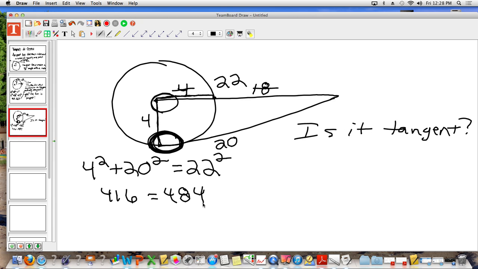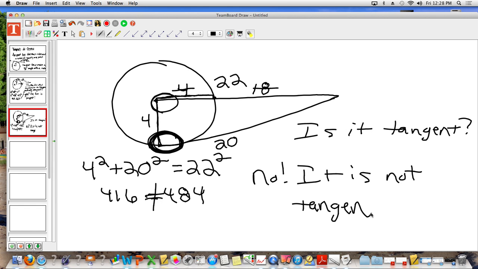Is this a true statement? No. It is not a true statement. They are not equal to each other. So no, it is not tangent. Are you okay with what I just talked about? Yes. You have to do this yourself soon.